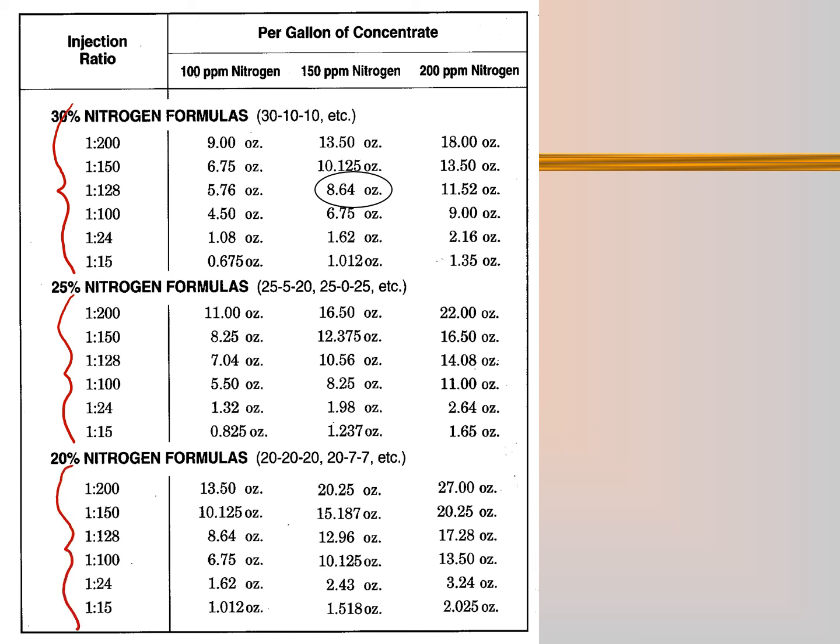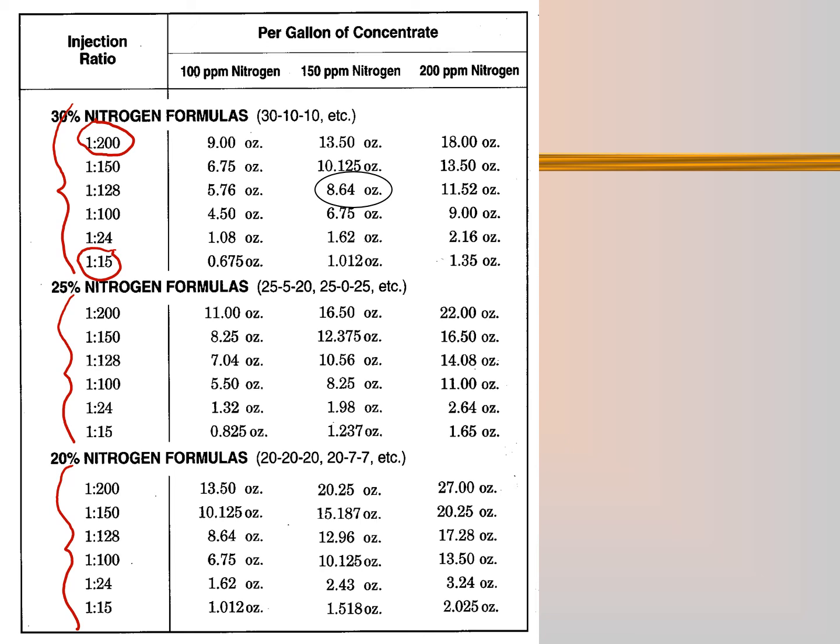So where do you find these numbers? Well, the 30, the 25, the 20, they would be the first number in the analysis of the fertilizer that you're using. 3 major sections. Then within each section, you can see that there are different dilution ratios. Let's take a look at the top. So the dilution ratios, your options are 1 to 15, all the way to 1 to 200.